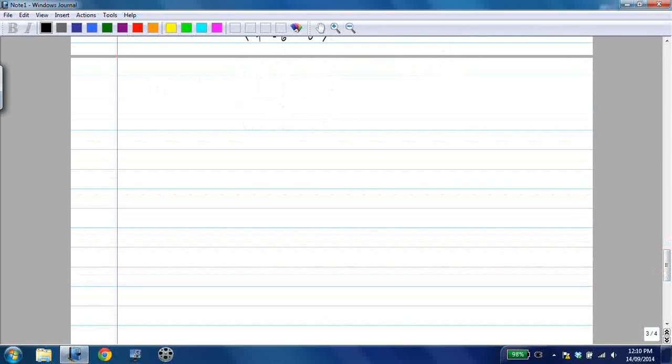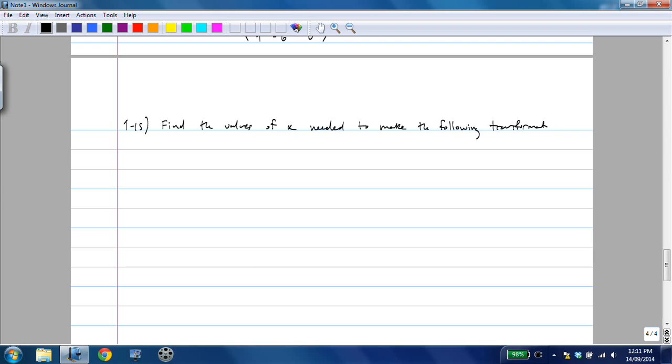Okay, so the last problem that I want to look at, relatively short, is problem 1-15 from the text. We want to find the values of alpha needed to make the following transformation orthogonal.